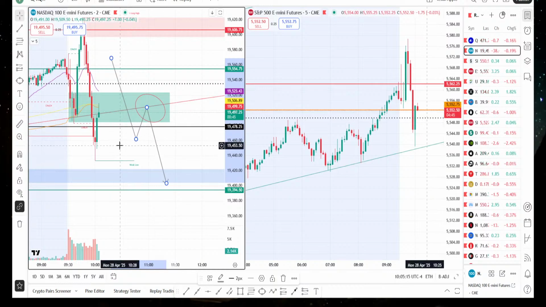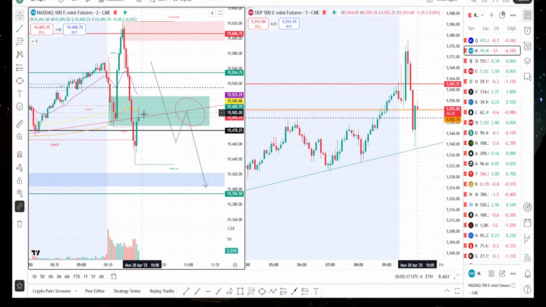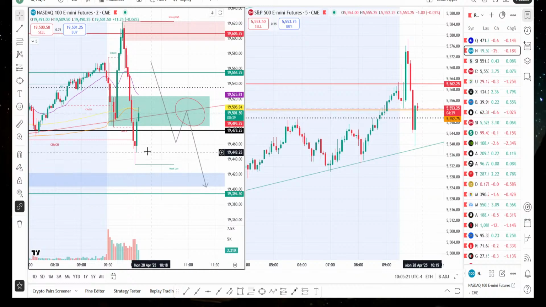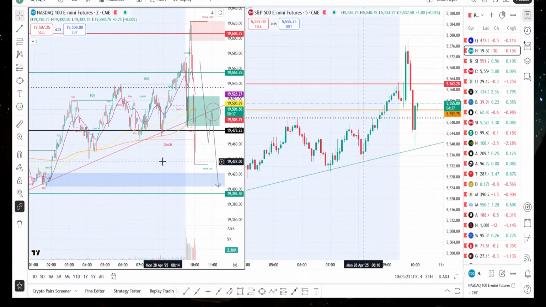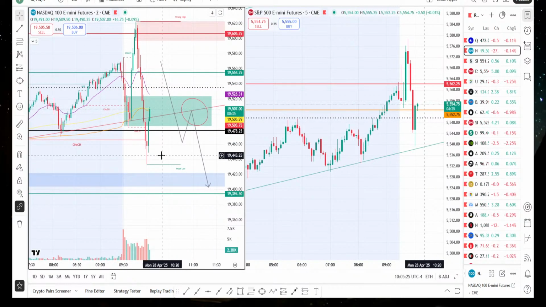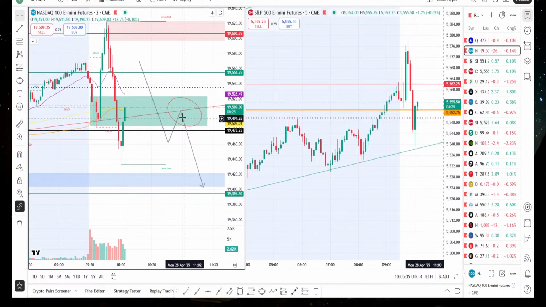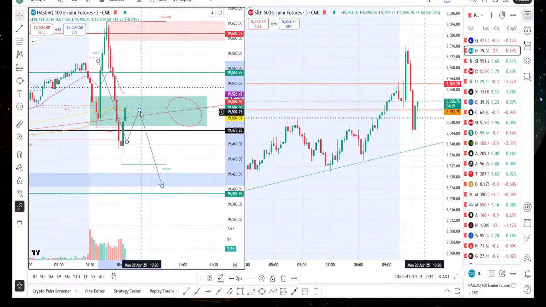All right, might see some sellers here. Let's see if they can hold them below this trend line here. Maybe it'll bounce off the 21 EMA coming up here. Bounce off the 21.